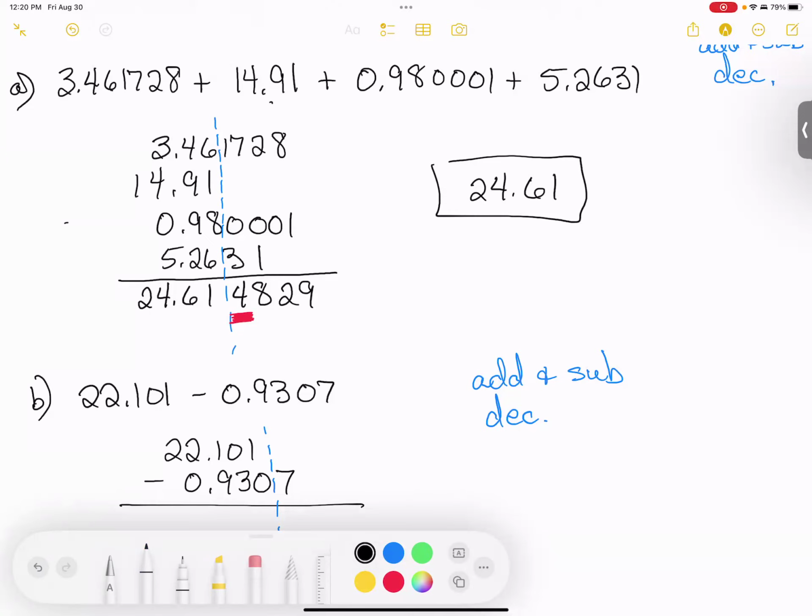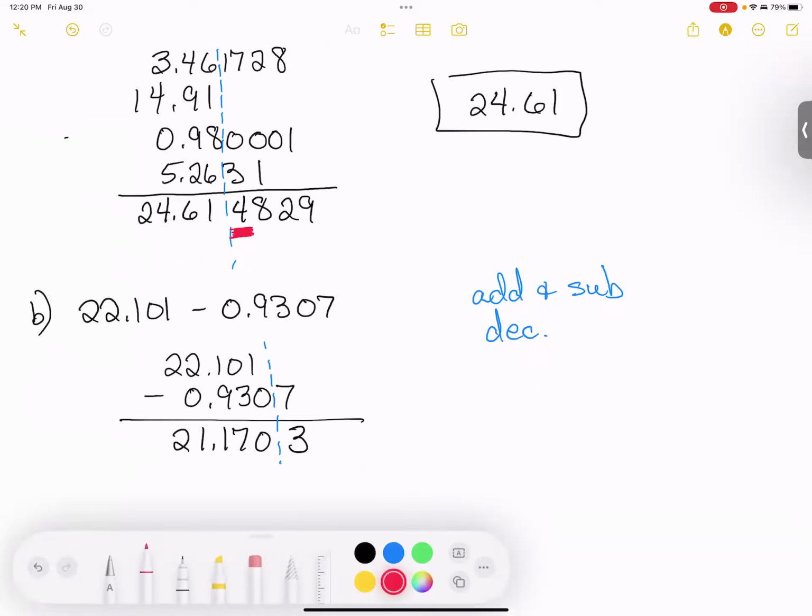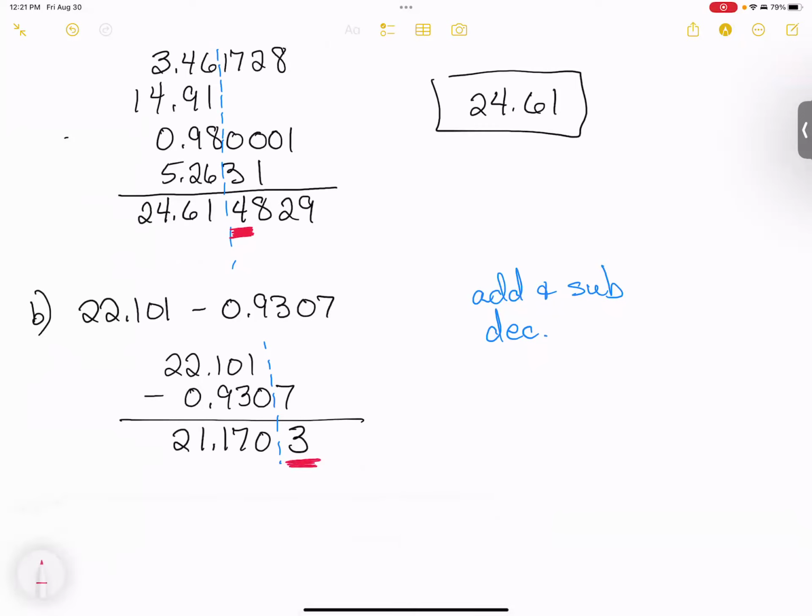When you do this math, you get an answer of 21.1703. Looking at the first digit we're dropping, it's a 3. So again, this one is not going to be rounded up. It is just going to be recorded as 21.170. Questions about addition and subtraction?